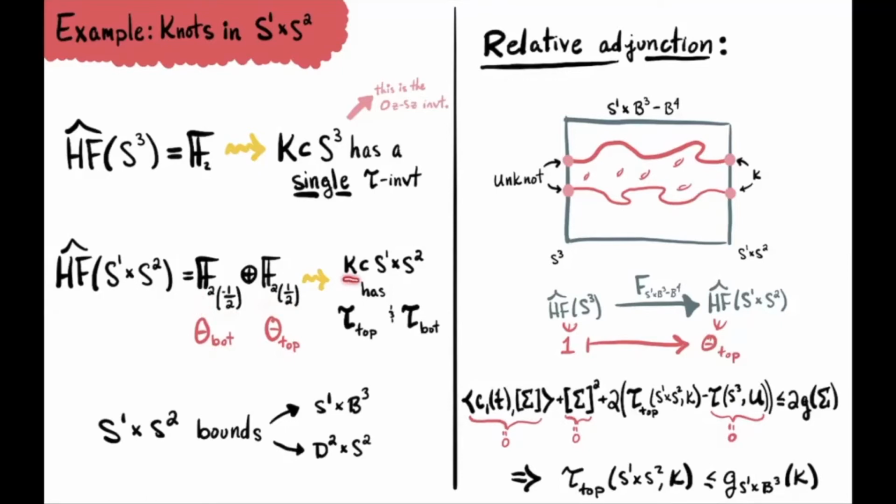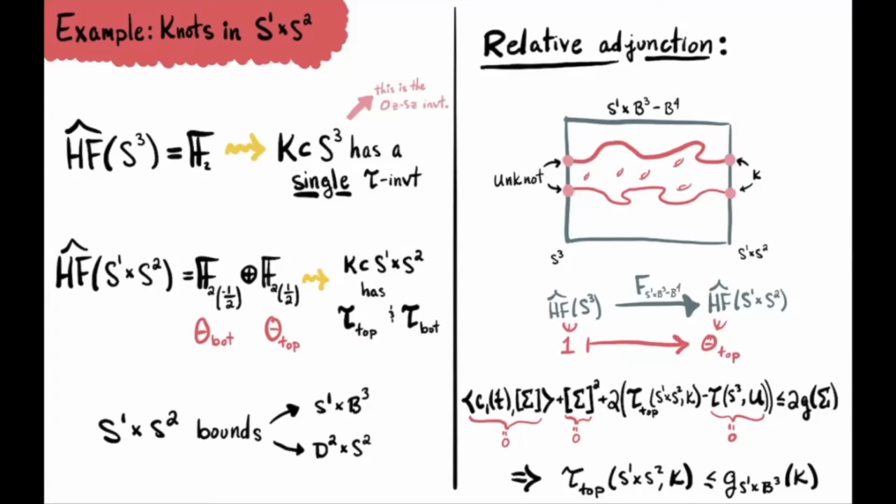So now any knot in S1 cross S2 has these 2 tau invariants, one corresponding to theta top and one corresponding to theta bottom. So we actually get two potentially different tau invariants, one corresponding to theta top, which I'll call tau top, and one corresponding to theta bottom, which I'll call tau bottom. And what I'd like to show you is that in different situations, you'll get genus bounds corresponding to maybe one or the other.